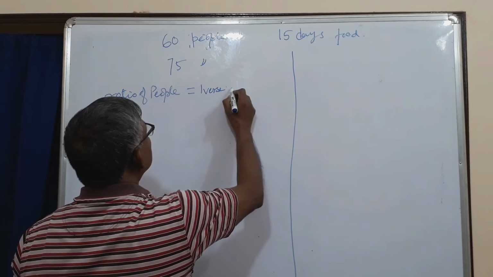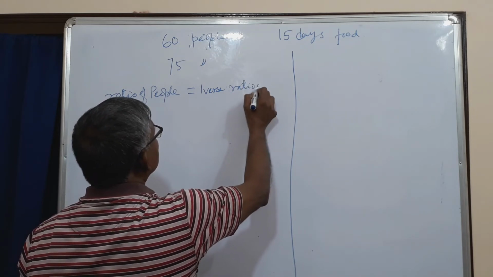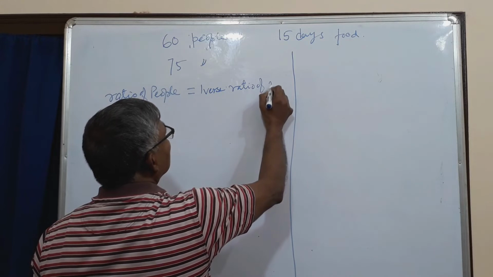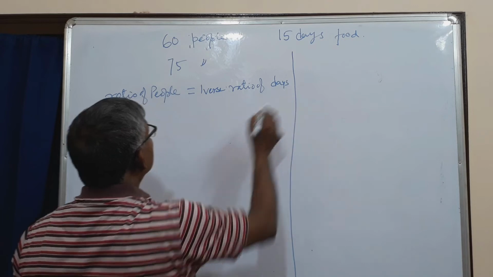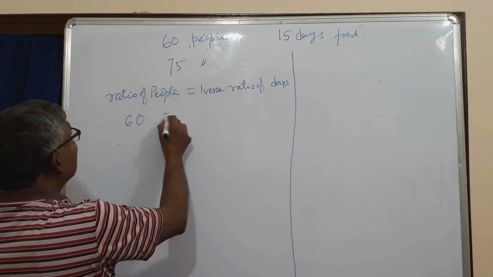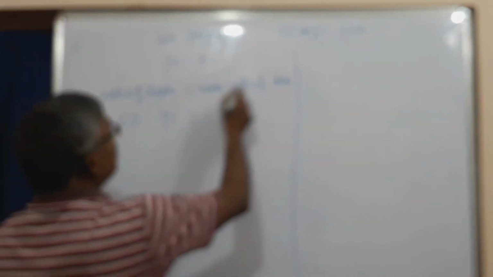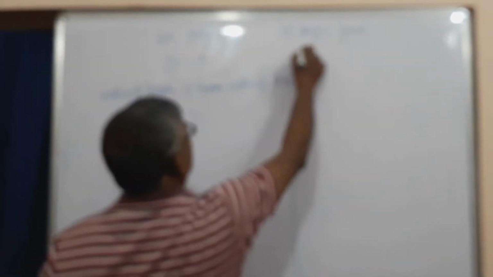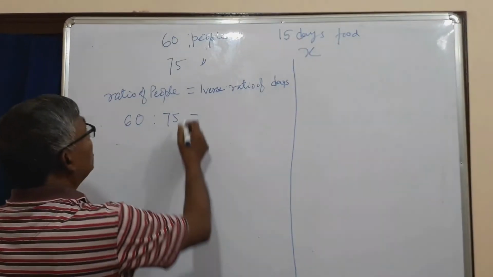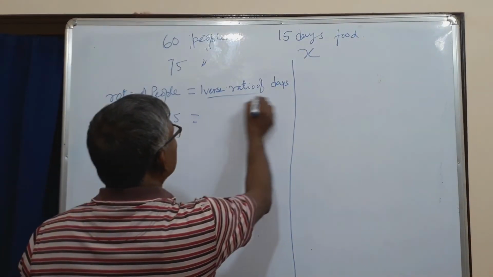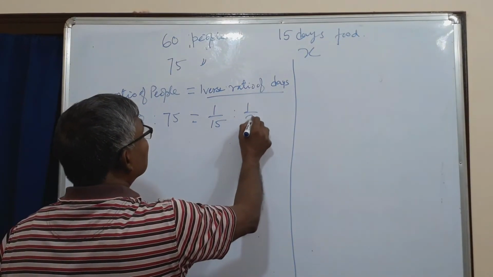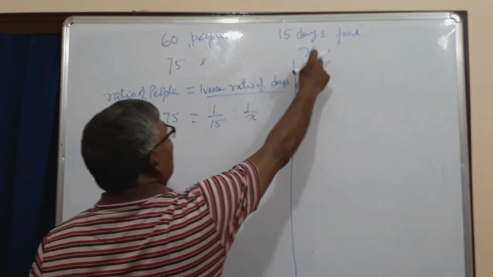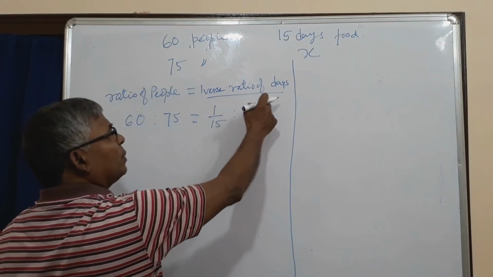Inverse ratio of days. So here you see 60 is to 75. Suppose the number of days will be x. What is the inverse ratio of the days? That is 1 by 15 is to 1 by x. What is the inverse ratio of these two items? That is 1 by 15 is to 1 by x.